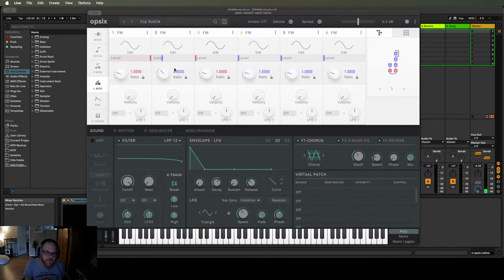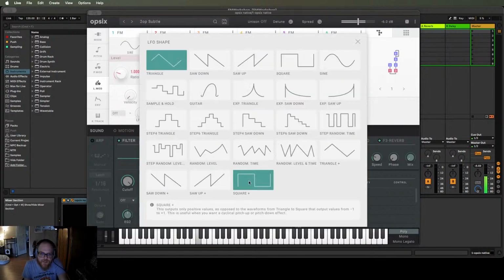Let me go back to... Okay, right. So let's go into the level mod, and we'll say LFO 1, and we'll put it pretty high so you can really hear it. And that's all. That's what it's doing there. It's modulating the modulation periodically. Subtle, less subtle. And then here, that's modulating the volume, right? And it's a triangle wave. Let's do a square wave.